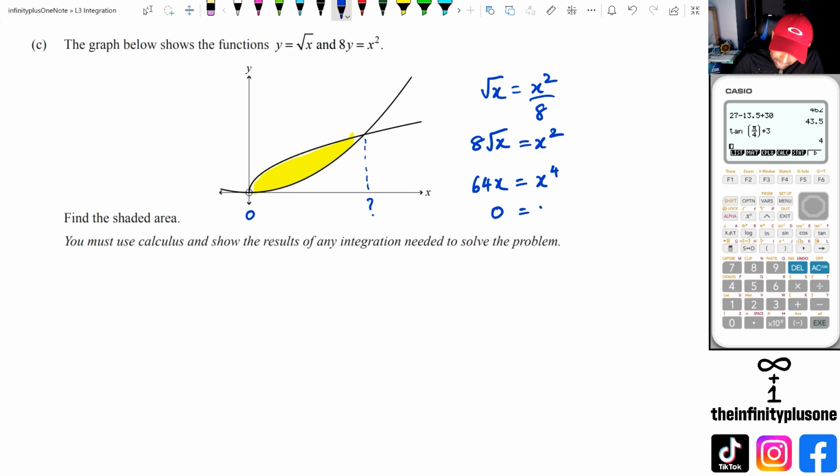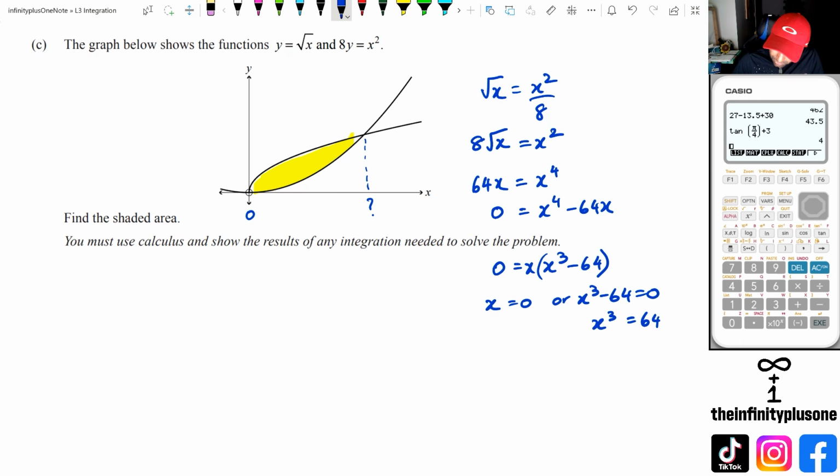And then 0 is equal to x to the power of 4 minus 64x. Then take x out as a common factor: 0 is equal to x times (x cubed minus 64). So that means x is equal to 0, or x cubed minus 64 equals 0, and we're going to get x cubed equals 64, and then x is equal to positive 4.